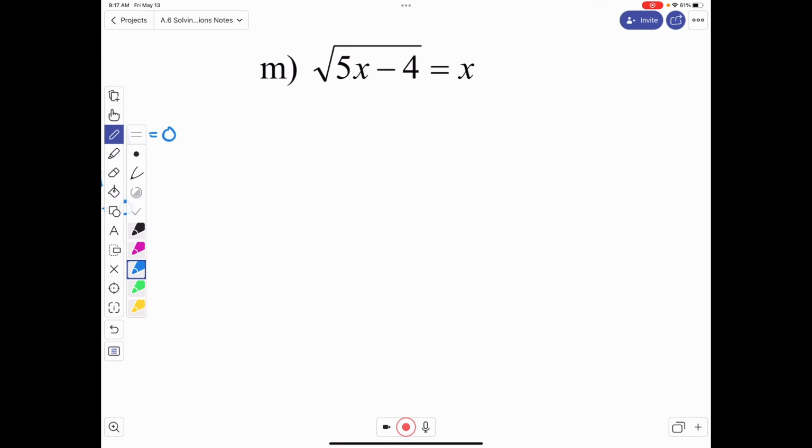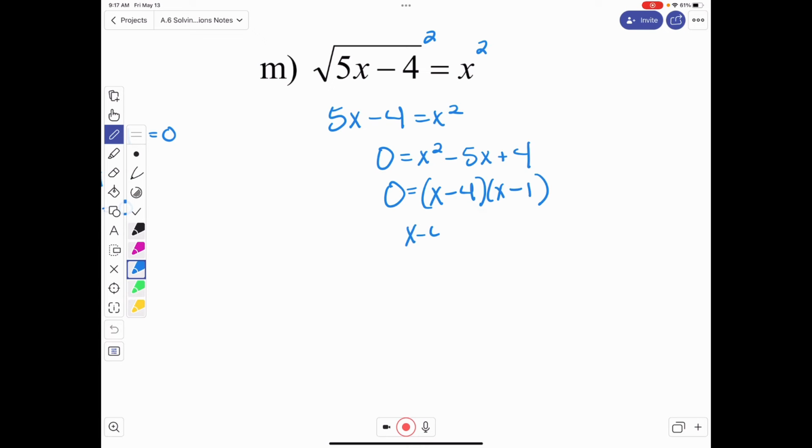Okay, on M. All right, so it is a square root, so we need to square both sides. So that gets rid of the radical. Now, we have two different powers, so we need to move everything on one side. Now, I always like to leave my squares positive, so I'm going to move everything over to the right. So I'll get 0 equals x squared. If 5x moves over to the right, it's going to be negative, and if 4 moves over there, it's going to be positive. So when I factor, two numbers that multiply to be 4 and add to be negative 5 are going to be negative 4, negative 1, and I will set both equal to 0.